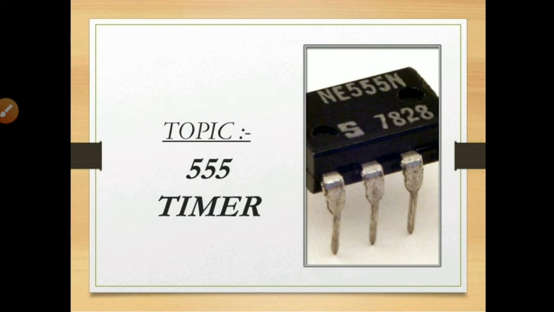It is the 555 timer. A 555 timer is nothing but a time machine. It is also called a time machine because it is used to provide a wide range of timing pulses. We can get various time pulses using this time machine. That is why it is called a timer, or 555 timer.